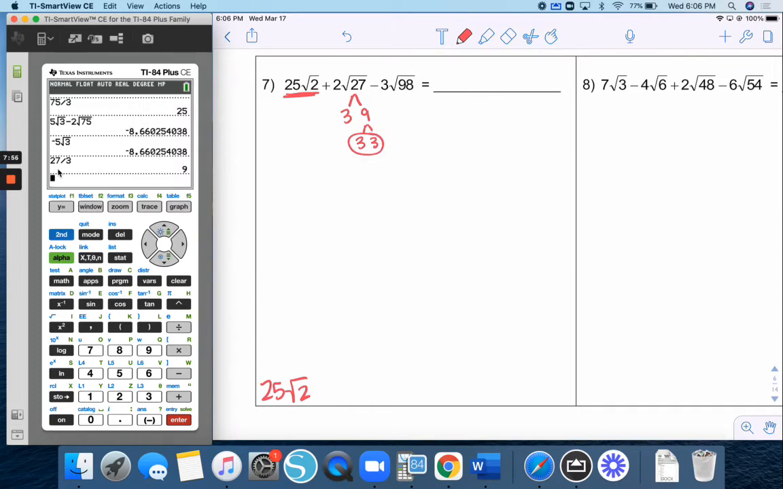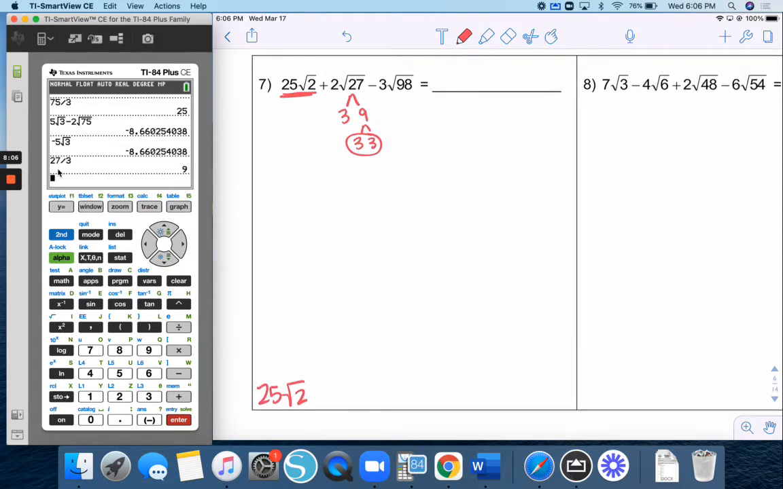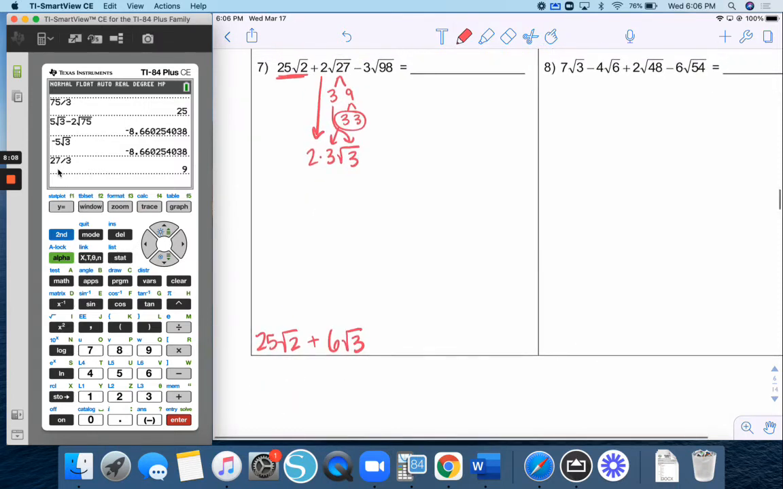So I had a 2 out front. I'm bringing out the 3s, and I'm leaving in a 3. So that simplifies to 6 square roots of 3. And again, I'm putting the most simplified version at the very bottom, so I make sure I don't lose anything. And then 98 is probably going to be a 2 or a 3, because that's what I have right now. I have 2s and 3s in square roots.